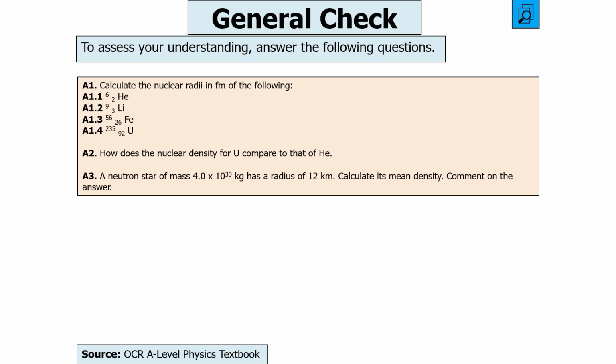So the next question says, calculate the nuclear radii in femtometers of the following: helium, lithium, iron and uranium.